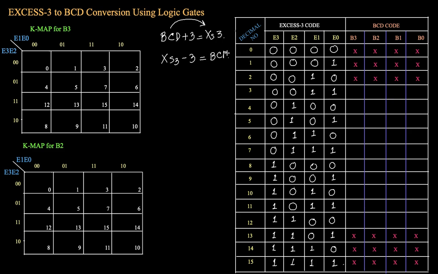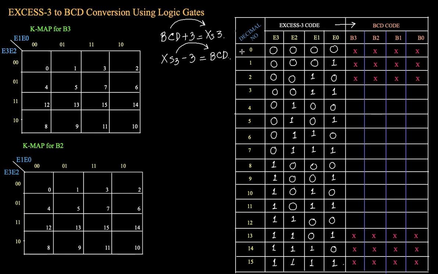For your convenience and to make a shorter video, we have already written down the decimal numbers 0 to 15 and the Xs-3 code. Why have we written 0 to 15 instead of 0 to 9? Because if you want to convert the Xs-3 code into the BCD code, we have to subtract 3 from the Xs-3 code.